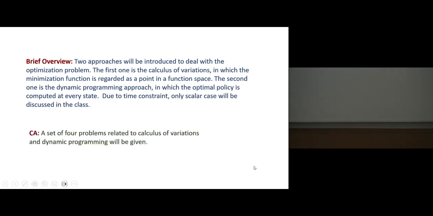For the CA1, for my part, there is a continuous assessment. There are 4 problems you are going to solve, related to the calculus of variations and dynamic programming. And if a student chooses to do a project with me, which means you are doing the EE5110, you need to talk to me about the requirements for the project.